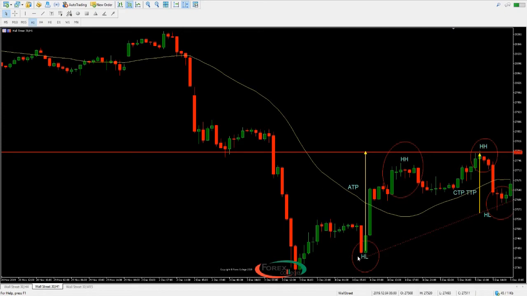The aggressive approach is taking the height between the first low and the resistance line and projecting this above the resistance line as we are looking for buy opportunities.